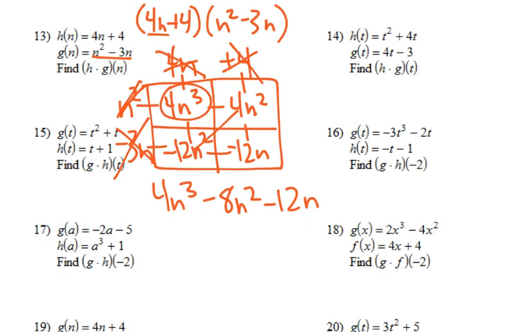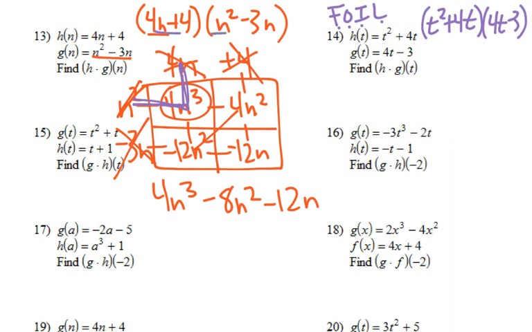Now there is another way to do this. It's called FOIL. It stands for first, outer, inner, last. So we set it up the same way, and it's basically the same process, just a different method. Instead of making the box to match them up, that would be first, then the outer, 4n and negative 3n would be that. The inner would be those two. And then the last would be those two.